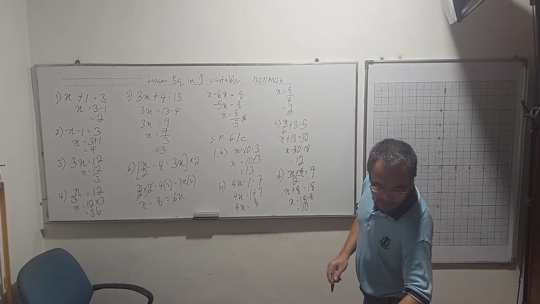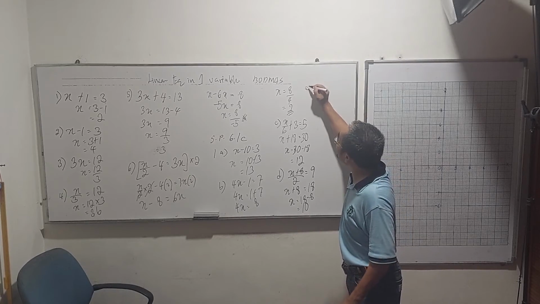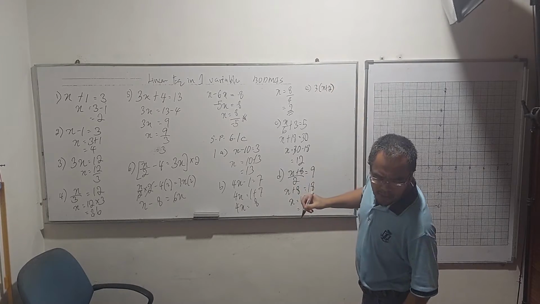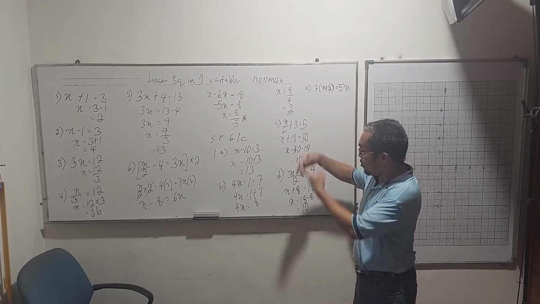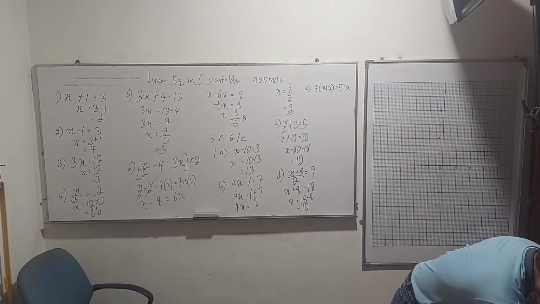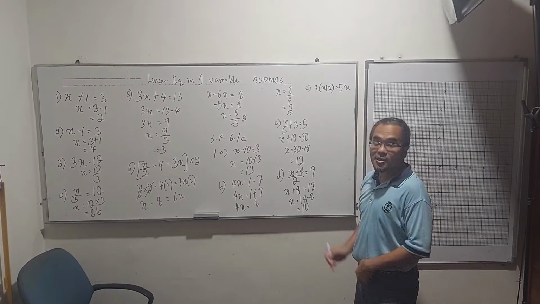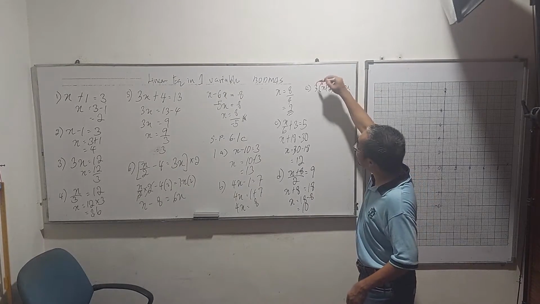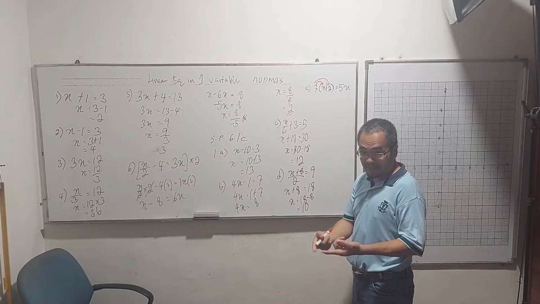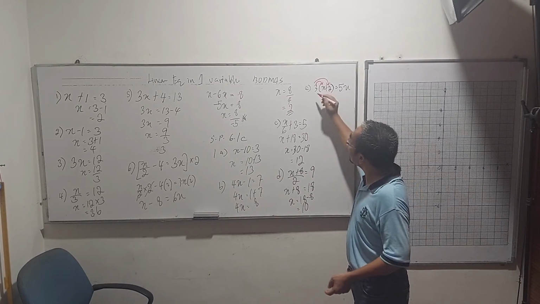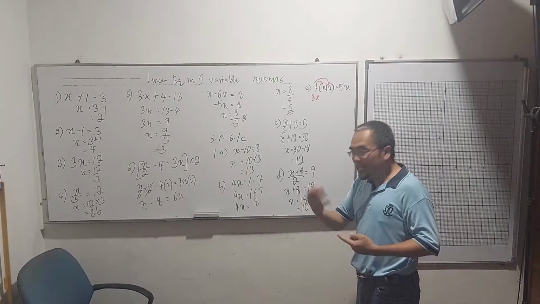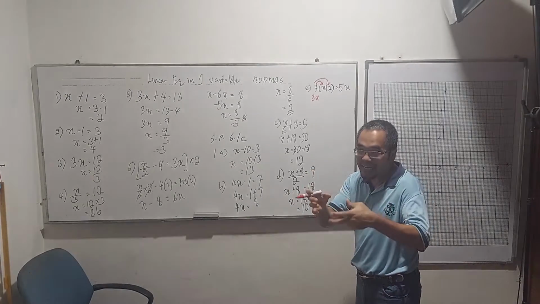Then for E, we have 3 bracket x plus 2 equals 5x. Now we have x on both sides. After you expand the bracket, then you move everything to one side. Do you know how to expand this bracket? No. You multiply the outside number with both of them inside, whether plus or minus. Okay? So 3 times x is 3x.